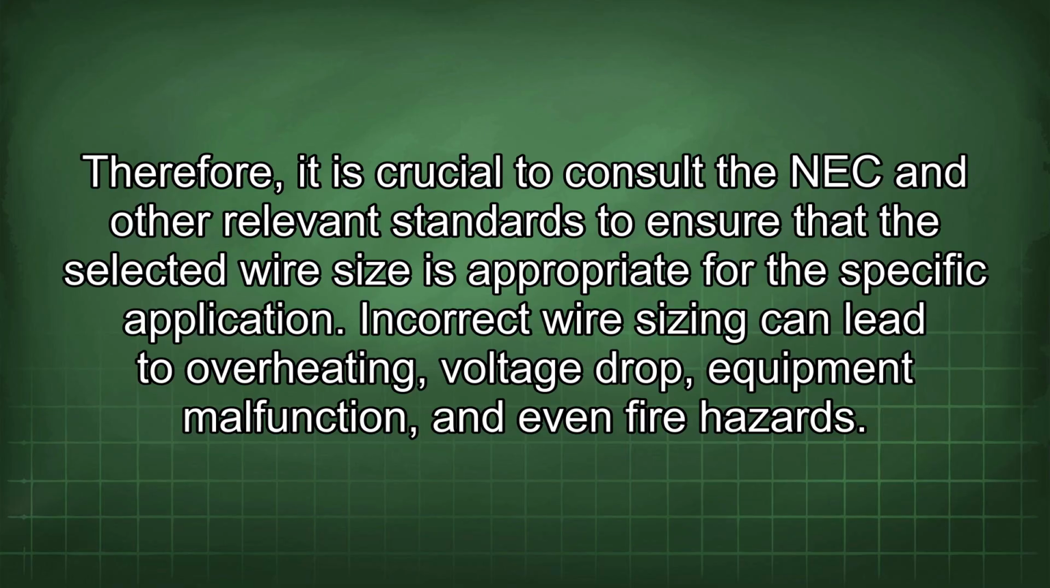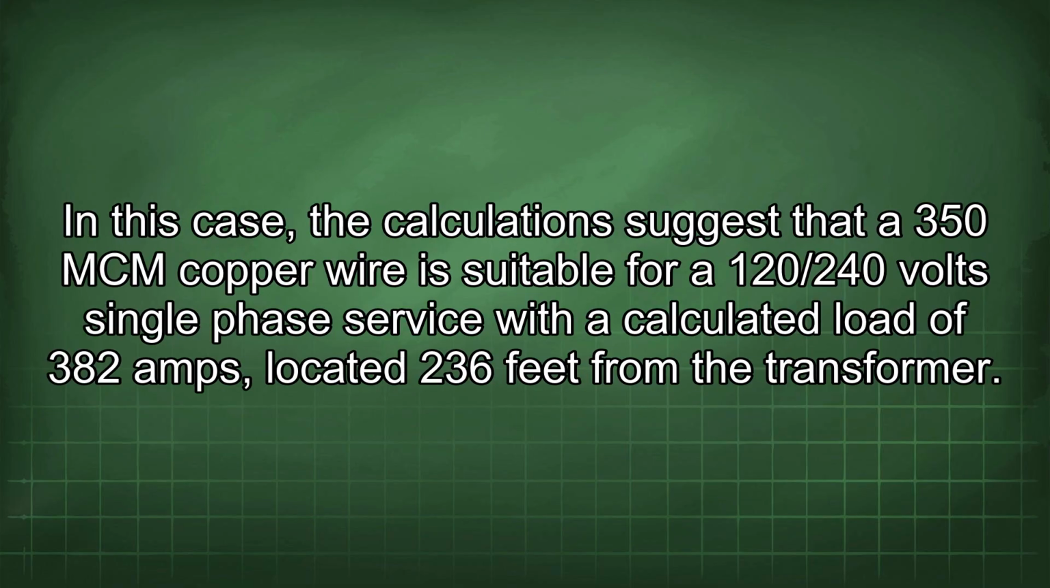Incorrect wire sizing can lead to overheating, voltage drop, equipment malfunction, and even fire hazards. In this case, the calculations suggest that a 350 mcm copper wire is suitable for a 120/240 volt single-phase service with a calculated load of 382 amps, located 236 feet from the transformer.